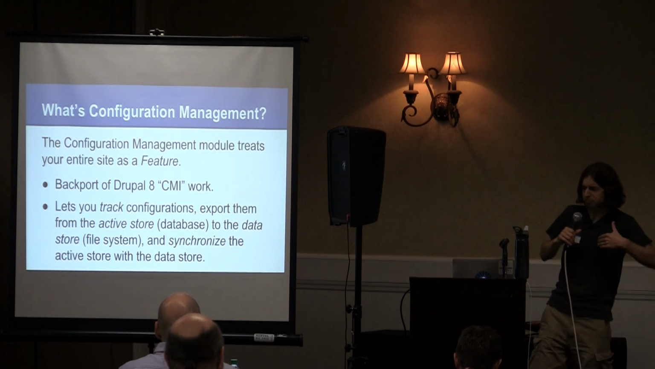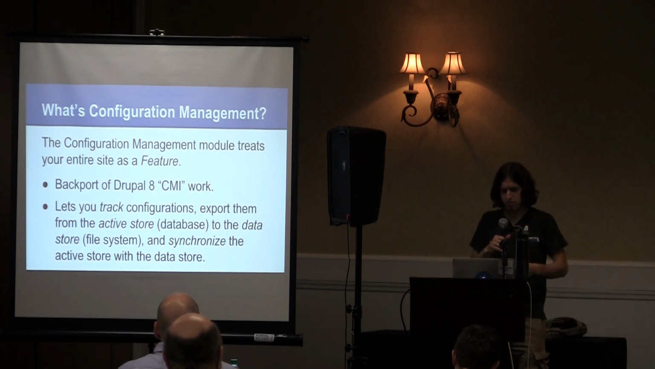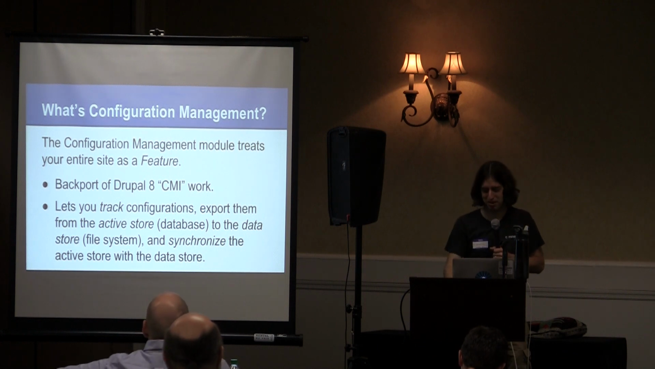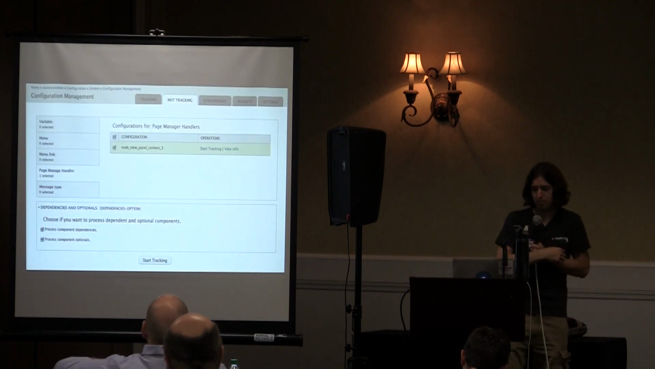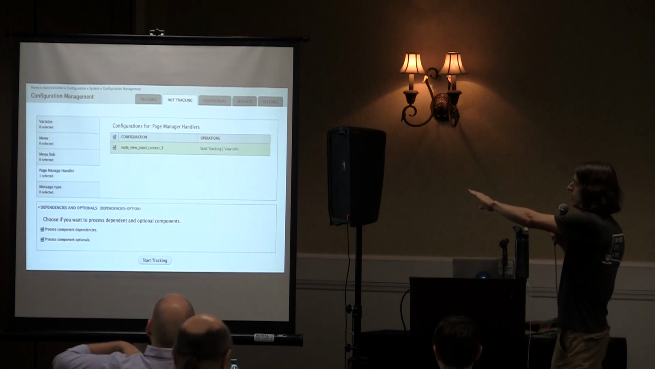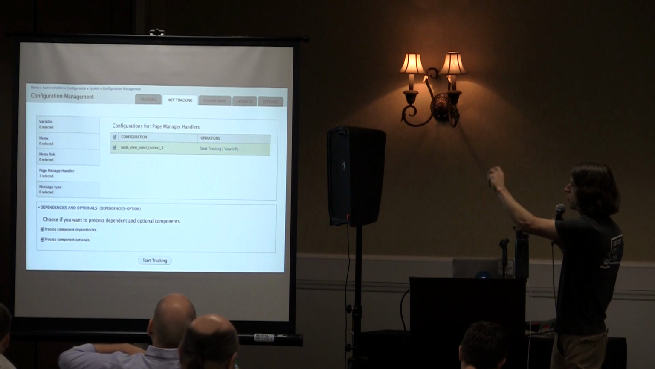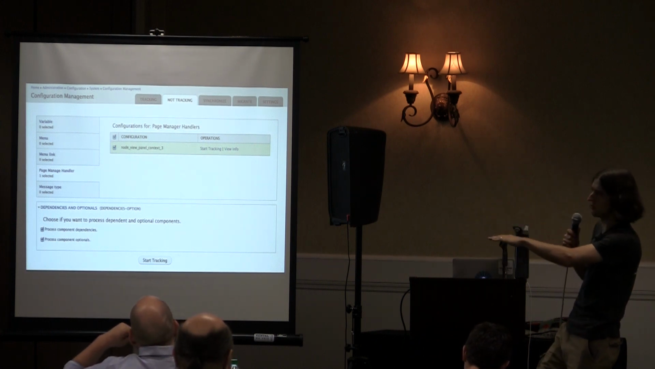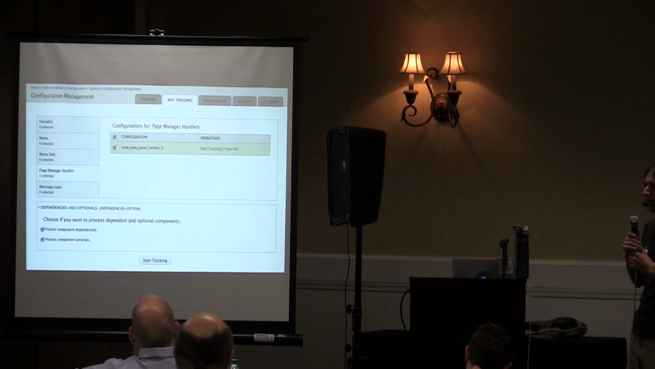So let's actually just run through the screenshots here, because it's probably a lot easier than trying to imagine it off the top of your head. Whenever you install configuration management, you would come to your not tracking page, and you would see all of the variables, all of the content types, fields, menu items, permissions, etc. that can be tracked on this website.